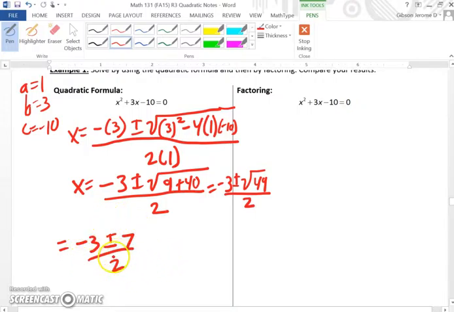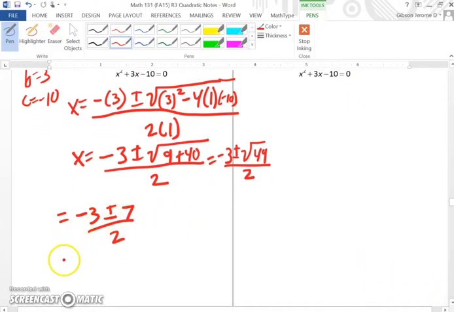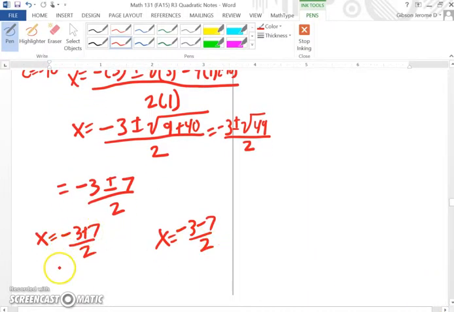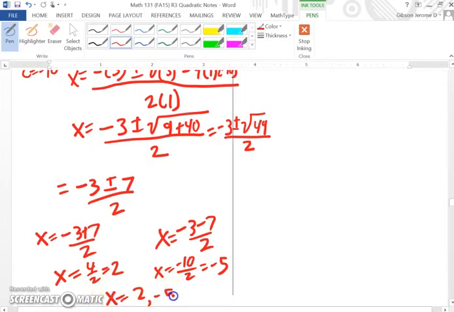Now we have to break this up into 2 separate answers because we have plus or minus. So X is equal to -3 plus 7 over 2, and then also X is equal to -3 minus 7 over 2. This will give us 4 over 2, which is 2. So X is 2. And this will give us -10 over 2, which will make it -5. So our answer is X is 2, comma, -5. These are the 2 answers for X.